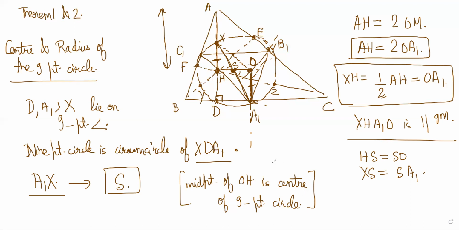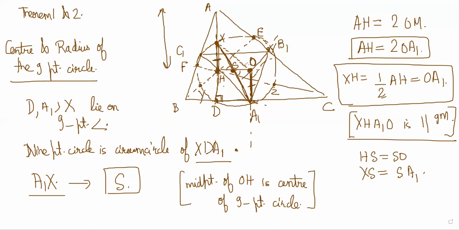The reason is that this triangle is a right-angle triangle, and we know that S is the midpoint of XA1 because XHA1O is a parallelogram. Therefore, diagonals bisect each other. Why is XHA1O a parallelogram? Because opposite sides XH and OA1 are equal and parallel. Why is it equal? Because there's a congruent triangle situation happening: XHS and OSA1.